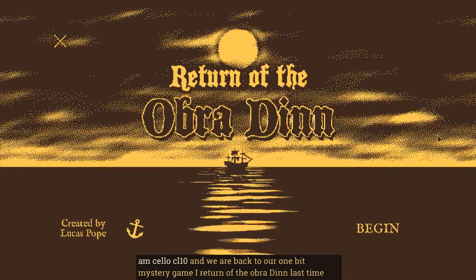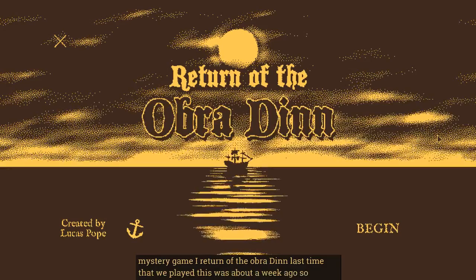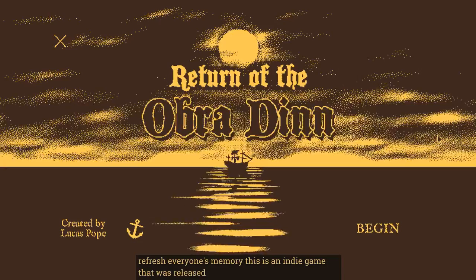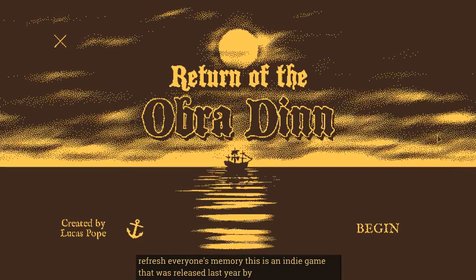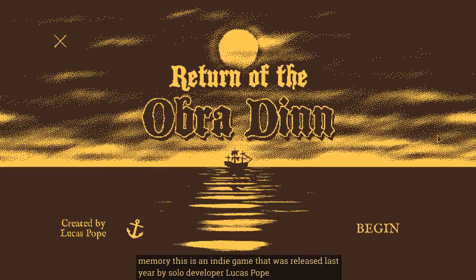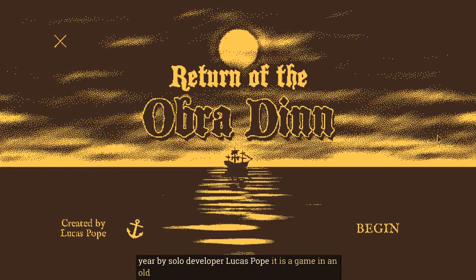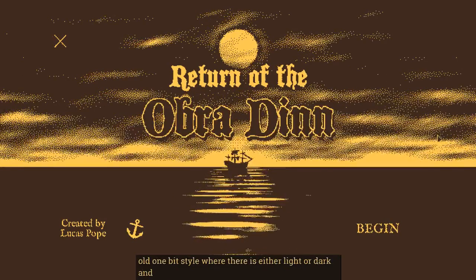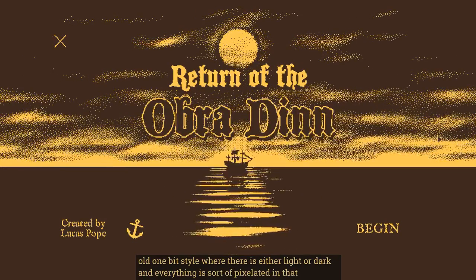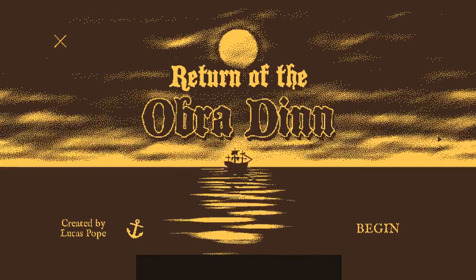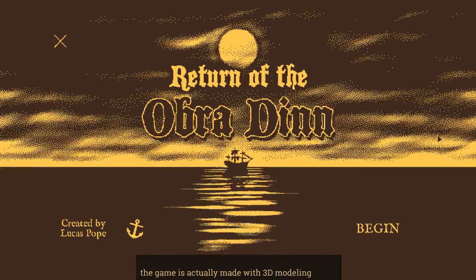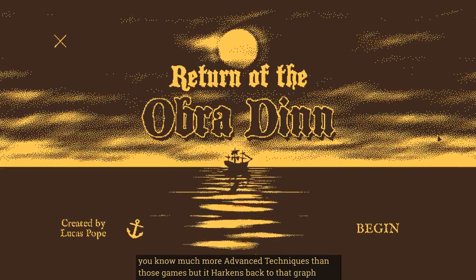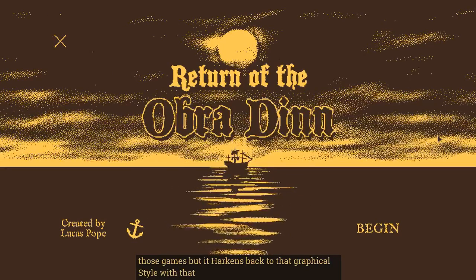Last time that we played this was about a week ago, so to refresh everyone's memory, this is an indie game that was released last year by solo developer Lucas Pope. It is a game in an old 1-bit style where there is either light or dark, and everything is sort of pixelated in that way. The game is actually made with 3D modeling and much more advanced techniques than those games, but it harkens back to that graphical style with that color palette, which is really cool.